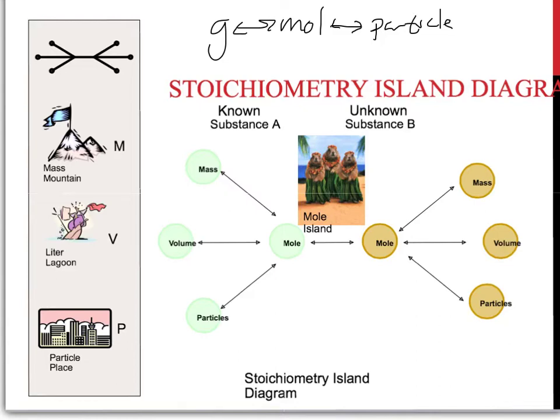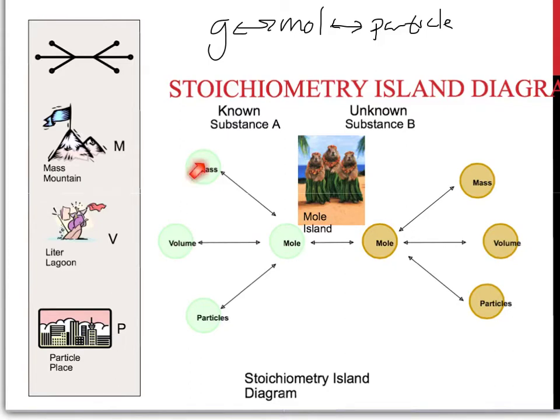So if you look right here, this is what we call Mole Island. So Mole Island is actually a collection of separate islands. And to get from one island to another, you got it, dimensional analysis. And so, for example, if we start here on Mass Island, we can get to Mole Island by doing a little bit of dimensional analysis. From there, we have our choice of 3 different islands we can go to.